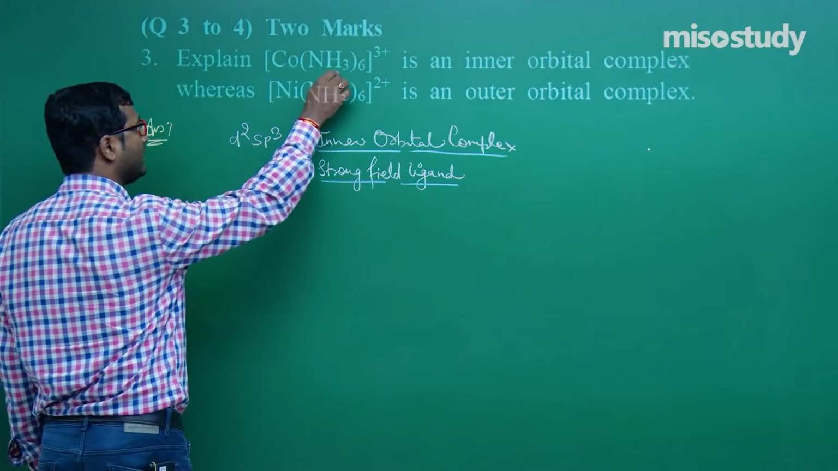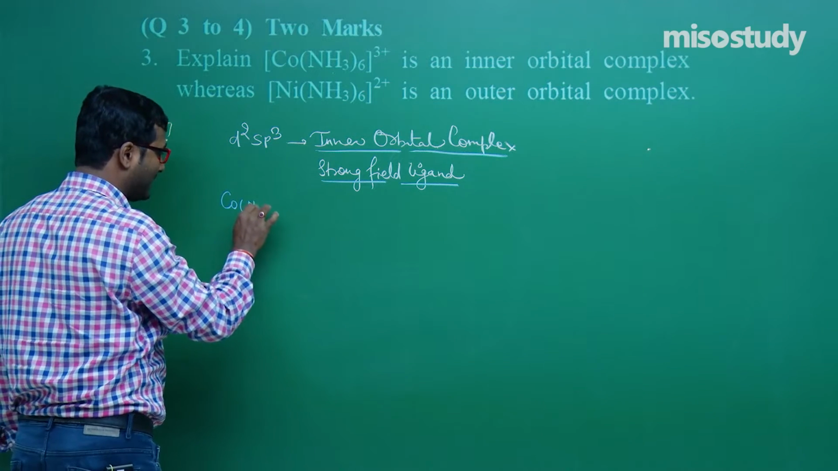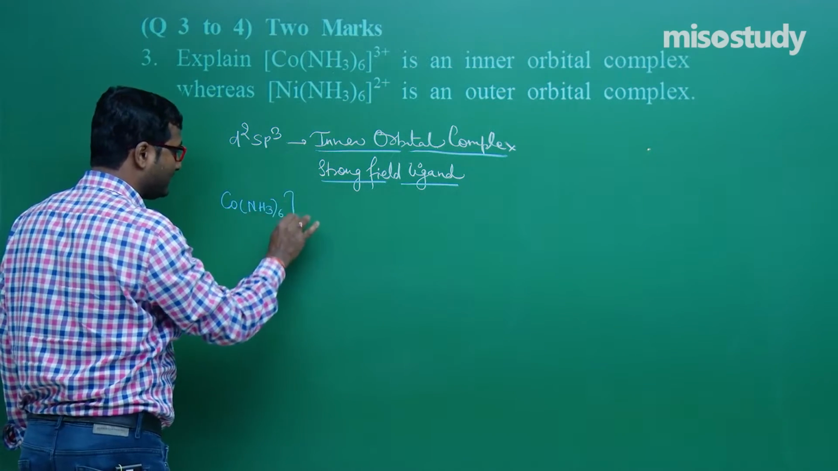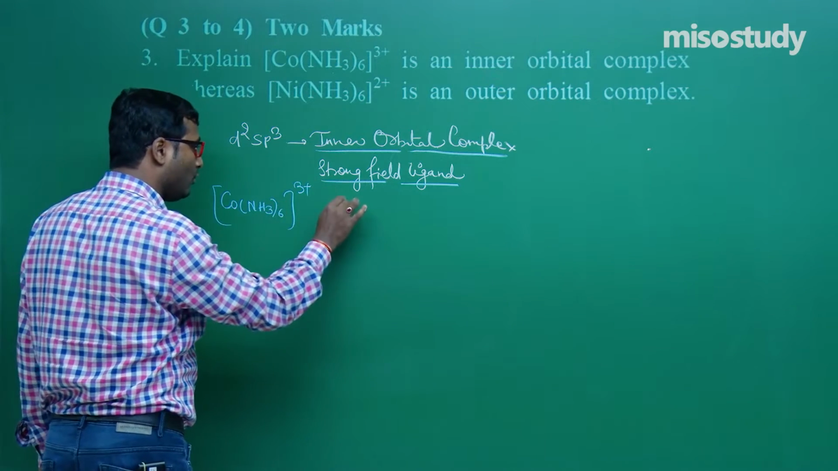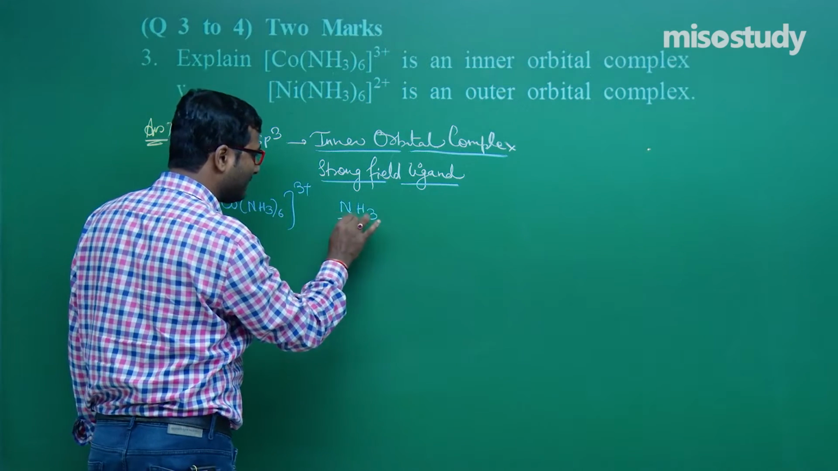Now here we are given [Co(NH3)6]3+. As we know, in NH3, the donor atom is nitrogen.